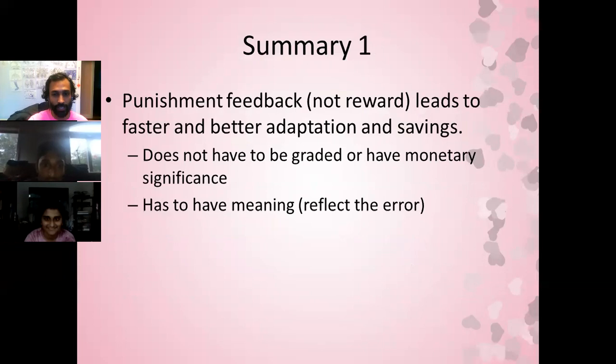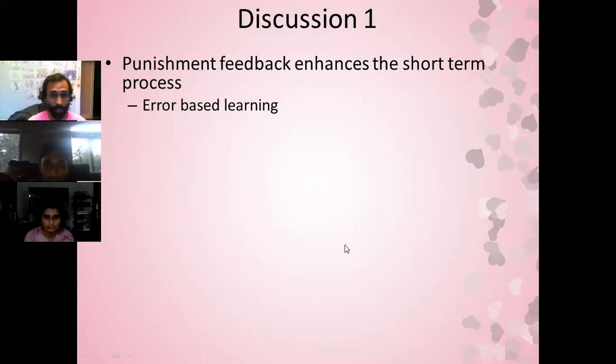Okay, so here are my summaries. Punishment feedback, not reward, leads to faster and better adaptation and savings. It does not have to be graded or have monetary significance. It has to have meaning. It has to reflect the error. Punishment feedback enhances the short-term process. This is error-based learning. Now, I'm going to read this.